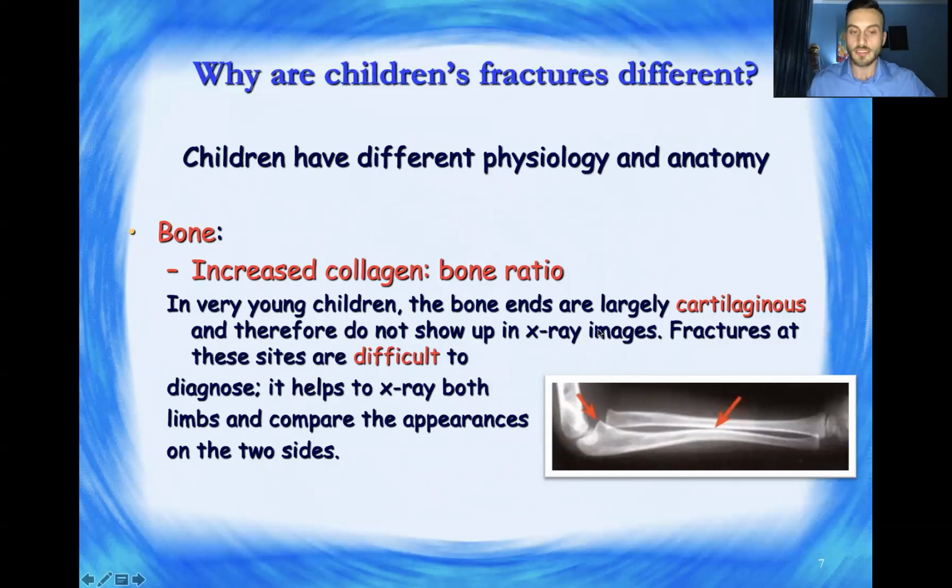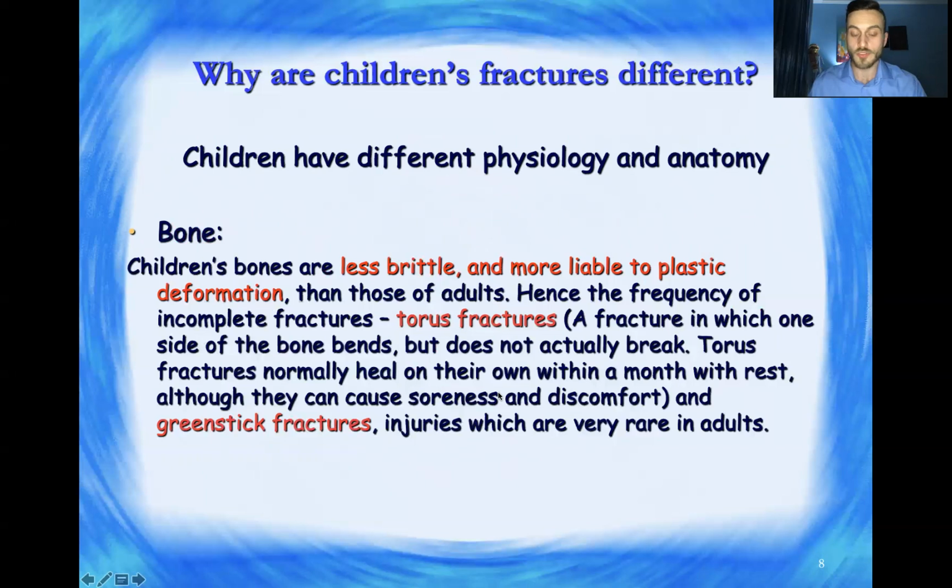In the bone, there is an increased collagen to bone ratio. So the collagen makes the bone more elastic. So it's harder to fracture for sure, but it could still have fractures. In bones, it's very important to know that it is less brittle and it's more liable to plastic deformation.